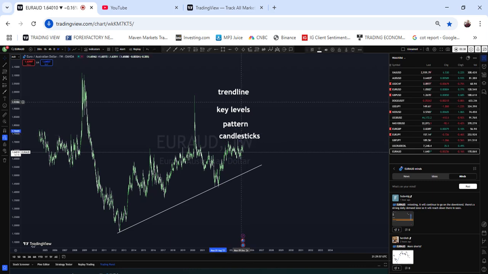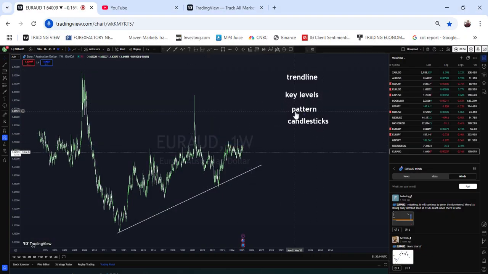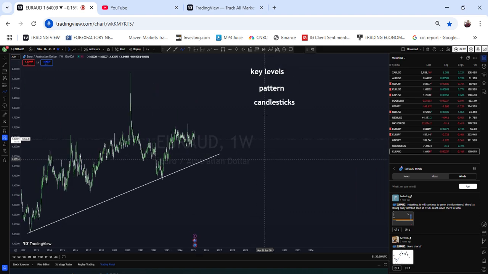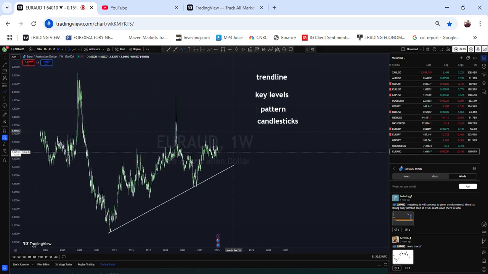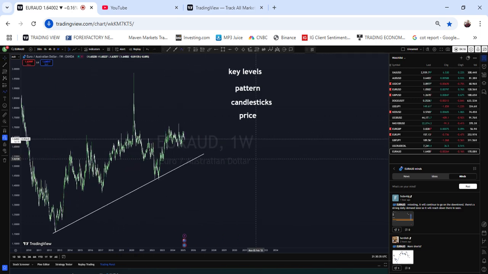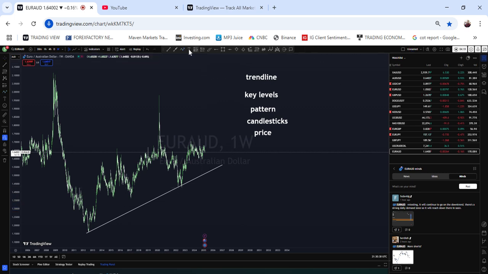So I trade price action. I trade price action alone. I don't mix it with any indicators, if you guys know what indicators are. So trend line, key levels, patterns, candlesticks. Let me just use my own tools to draw for you so you understand what trend line is. And also, sorry, I forgot to include one thing, which is price. So coming over to the open window, you can see this is what we call the price here.